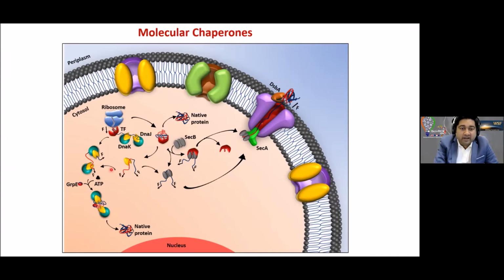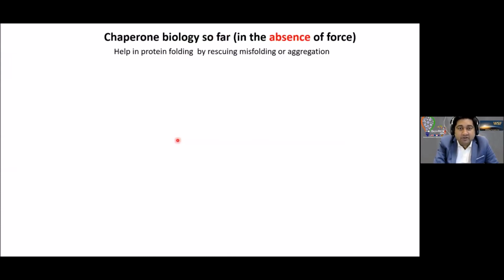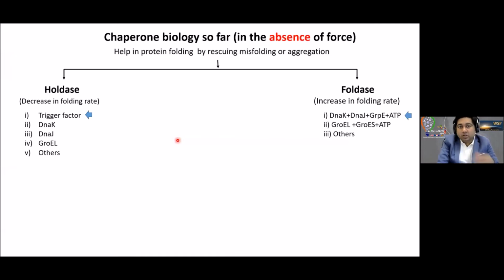So now we try to address how the chaperone behaves when the substrate protein is under force. So far, chaperones have been classified as holders and folders. The holder chaperones are trigger factor, DnaK, DnaJ. This is known for chaperones, and folders are also known. The interesting point is that when we apply force on the substrate protein, the result is different. Trigger factor is now not a holder, it actually works as a strong folder.